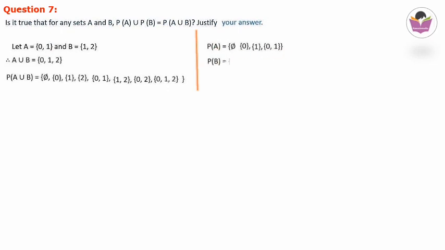Next is P of B, we will write. P of B means, as before, we will start first with a null set. So null set we have written. Then next is single element, that is set 1 and set 2. Next is the entire set of 1, 2. The power sets are ready.